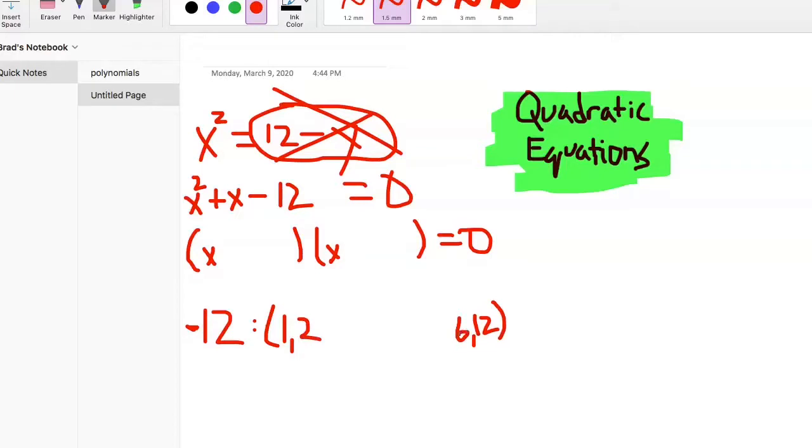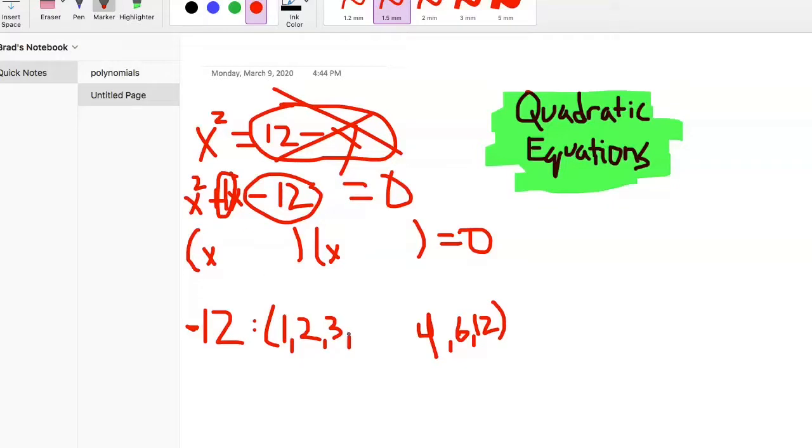Okay, so 2 and 6 could work, like 2 and negative 6, or negative 2 and 6, those are possibilities. And 3 and 4. Those are all of our possibilities, right? Okay, so we need something that multiplies to negative 12. When it says plus x, it could just as easily say plus 1x, so when we add these two numbers together, it adds up to 1.